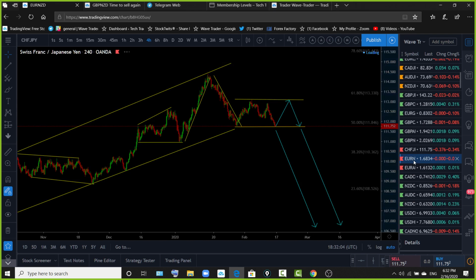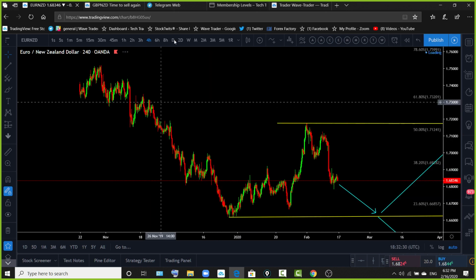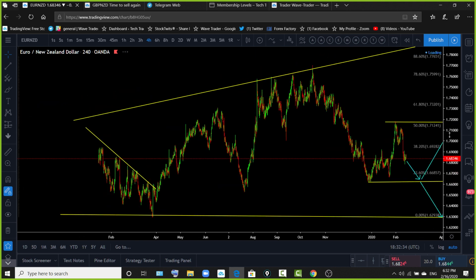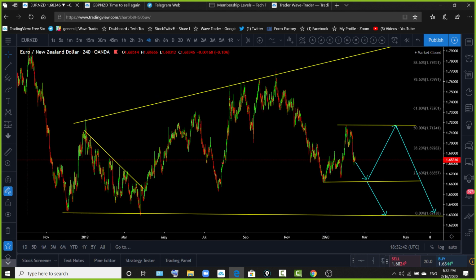So euro New Zealand dollar. Euro New Zealand dollar is still pushing lower. We have strength last week on the New Zealand dollar. So euro New Zealand dollar to form correction there and go down all the way back to that bottom or flat formation and then drop. So that's the euro New Zealand dollar.